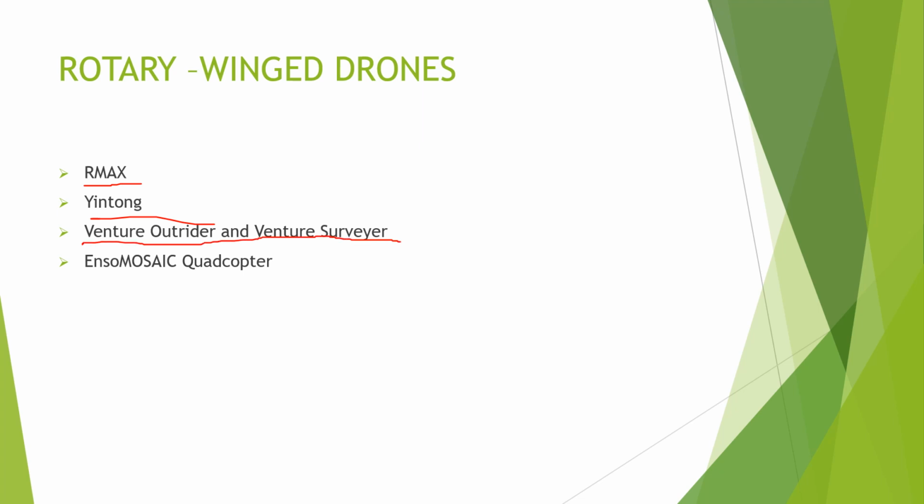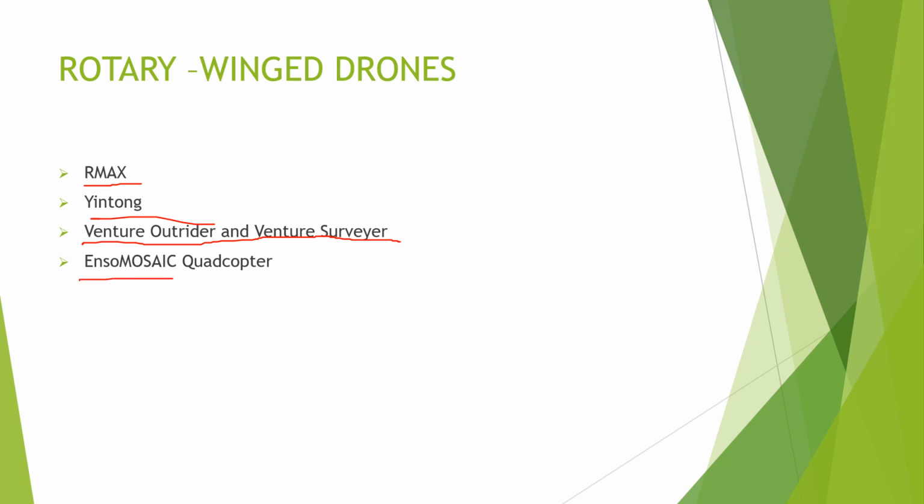And the next one is Venture Outrider and Venture Surveyor. These copters are highly versatile drones operated above the crop fields, and they are useful in monitoring the crop fields by close shots of crops. The technical aspects are an overall dimension of 83 cross 83 into 24 centimeter, and it weighs 3 kg per unit.